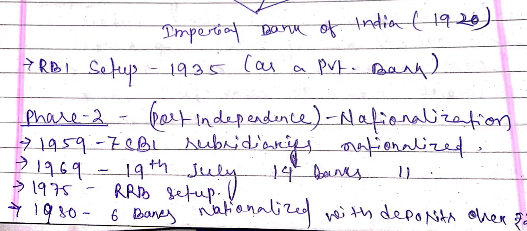What are those reforms? In 1949, the Banking Regulation Act was enacted, after the Great Depression, post-independence. Then in 1959, seven SBI subsidiaries were nationalized. In 1969, on 19th July, 49 banks were nationalized. Then in 1975, Regional Rural Banks were set up. And in 1980, six banks with deposits over 200 crore were nationalized.